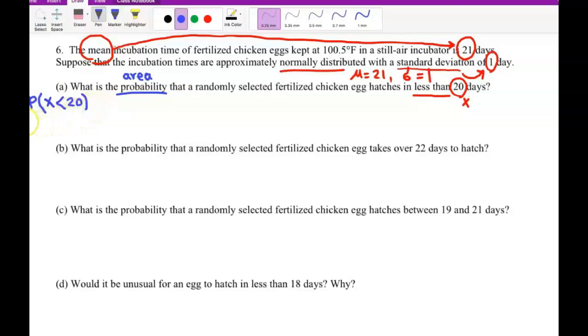So first step, again, we need to convert that to a z-score. So z is equal to x, which is 20, minus the mean, 21, divided by the standard deviation, 1. So this is equal to -1. Then now, instead of x, I'm using z. So the probability of when z is less than -1, that is equal to, let's try this.